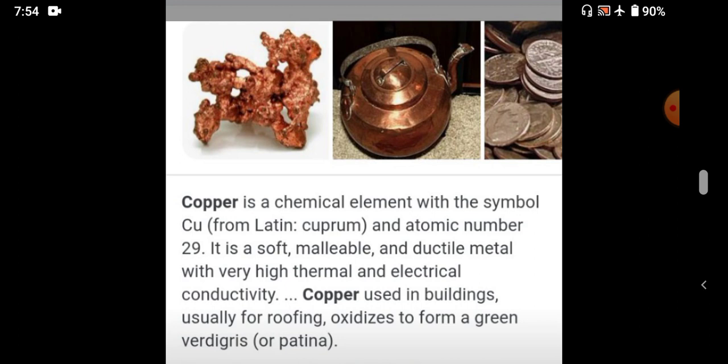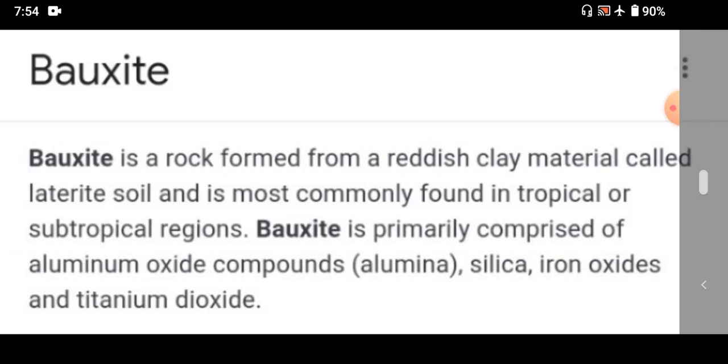Then finally we learned about bauxite, the last example. Bauxite is a rock formed from a reddish clay material. That particular material is called laterite soil. Where can we mostly find bauxite? In tropical or subtropical regions we mostly find this bauxite.